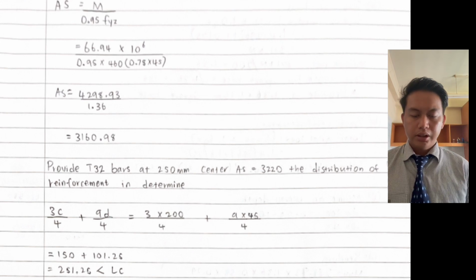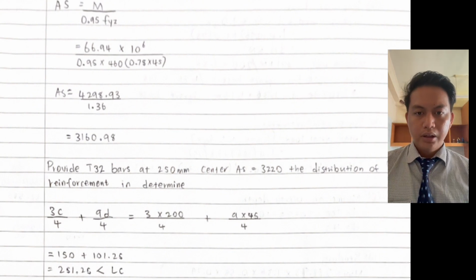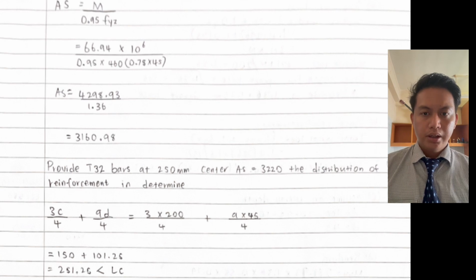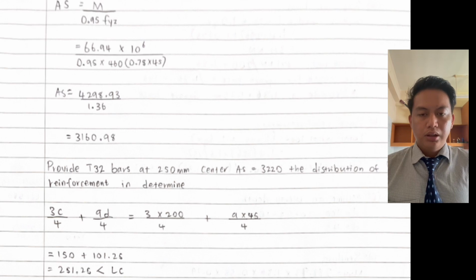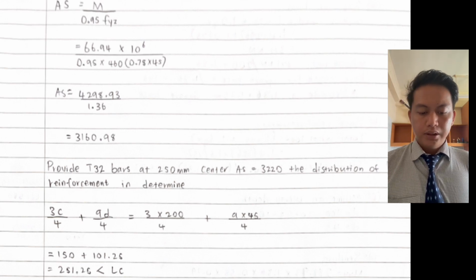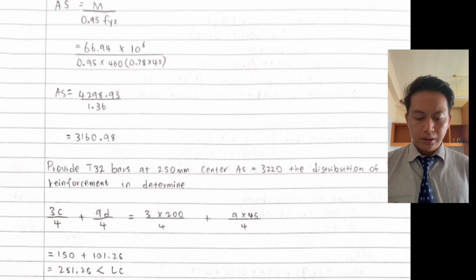And moving to the next one is to calculate the AS. We got AS of 3160.98, and from that we provide a T32 bar at 250 mm center. The AS provided is 3220. The distribution of reinforcement is determined. So after the calculation, we got 251.25. That LC is bigger than this one.